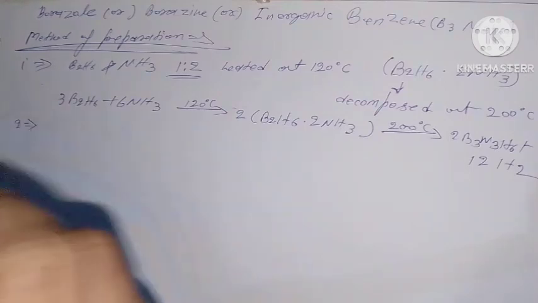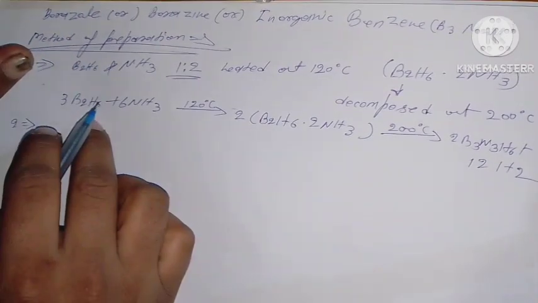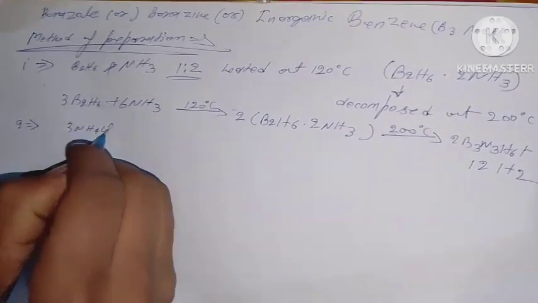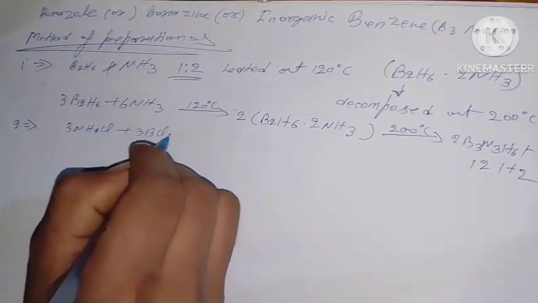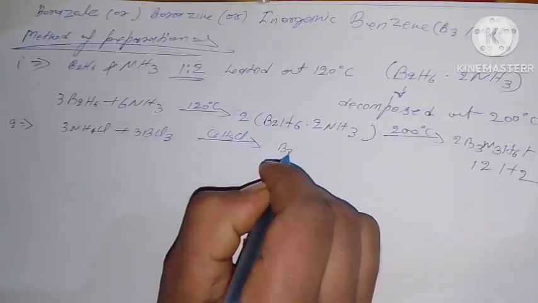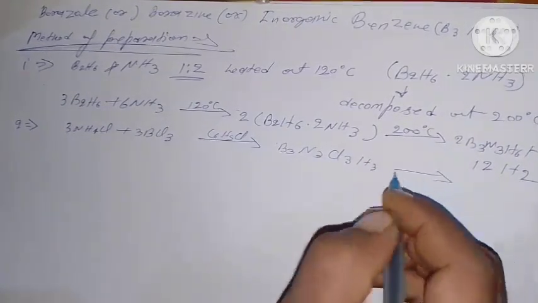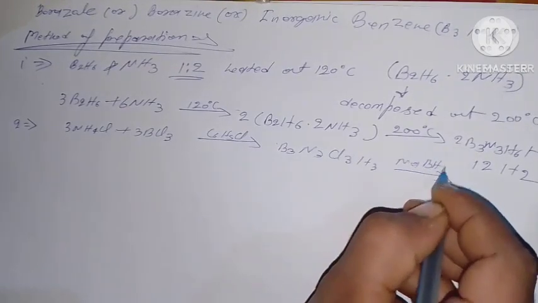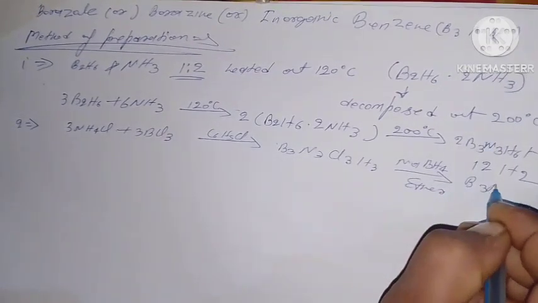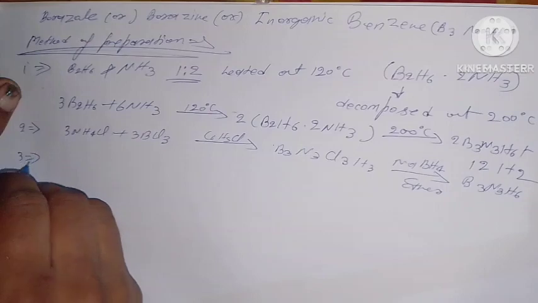Okay. Second point. This is obtained by the reaction of NH4Cl, ammonium chloride, and BCl3, boron trichloride, as follows. 3NH4Cl plus 3BCl3 in C6H5Cl makes B3N3Cl3H3, and with NaBH4 in ether, B3N3H6. Okay.